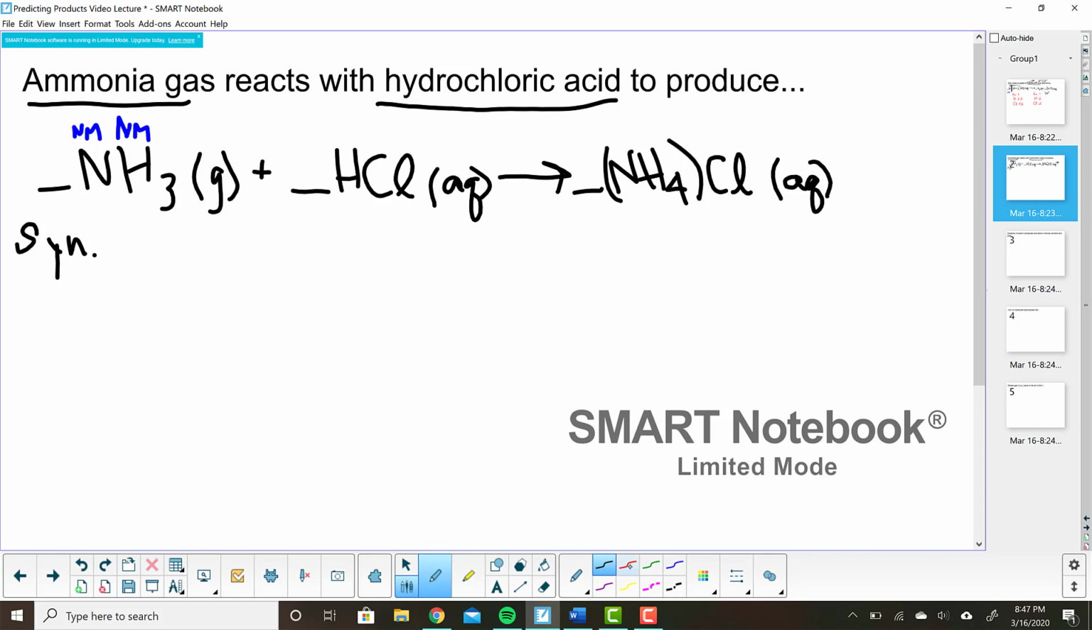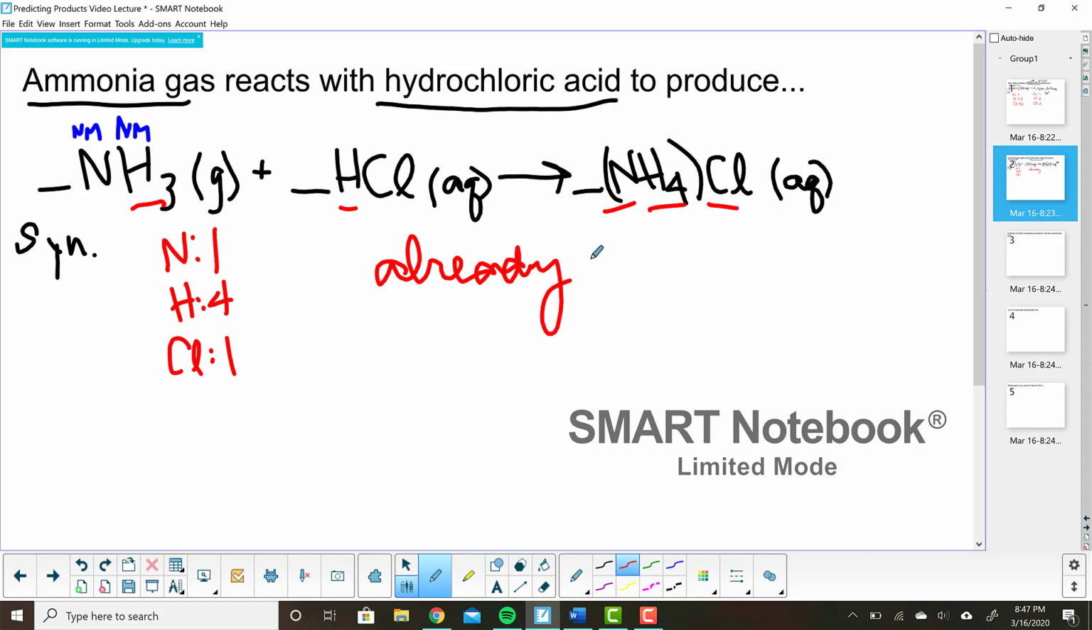Then to balance, let's see. On the left, I have 1 nitrogen. I have 4 hydrogens, right? 3 from ammonia, 1 from hydrochloric acid, and I have 1 chlorine. If you look closely there on the right, it's the same thing. 1 nitrogen, 4 hydrogens, 1 chlorine. So this is already balanced. Woo! So we're done. Let's move on to the next problem.